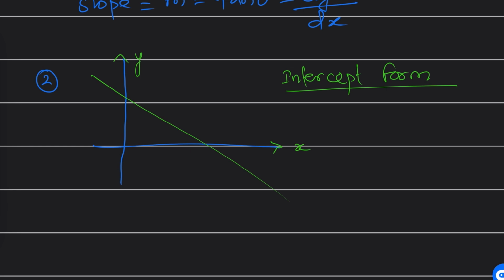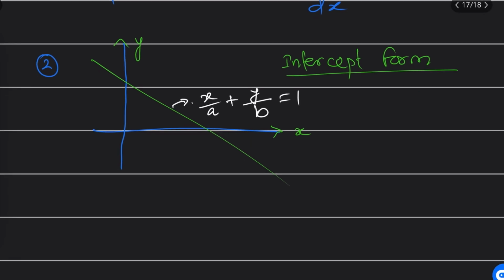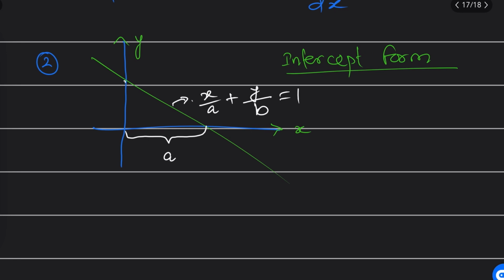Sir, here how to write this equation? I am writing this equation as x by a plus y by b is equal to 1. This is the intercept form, sir. Sir, what are a and b here? This distance from here to here is going to be a along the x axis, whatever intercept is there. So in the denominator of x by a, this a is the x intercept, and y by b, so this is the y intercept, so that is b.